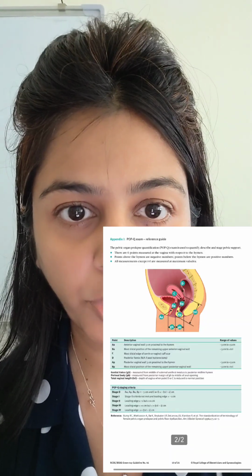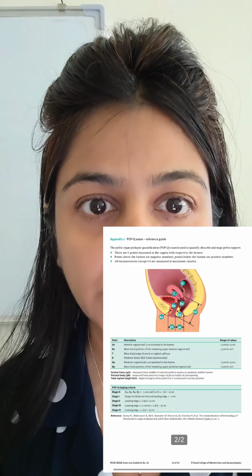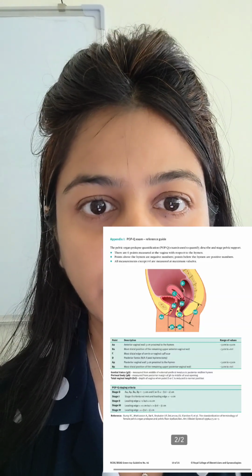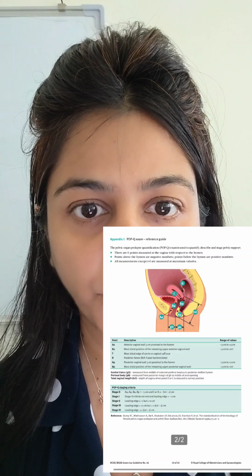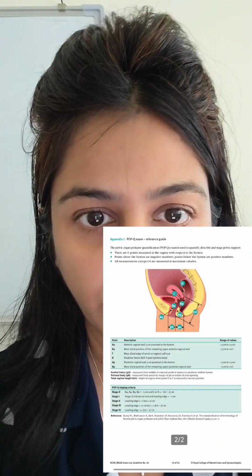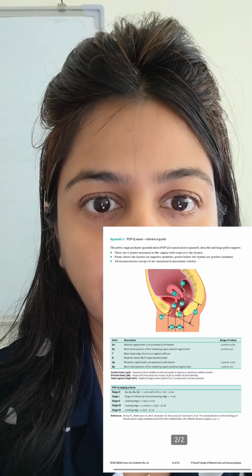PB is the perineal body, the distance between the vaginal opening and the anus, and TVL is the total vaginal length, the depth of the vagina when everything is pushed back to its normal position. All right. So these are the three more points.